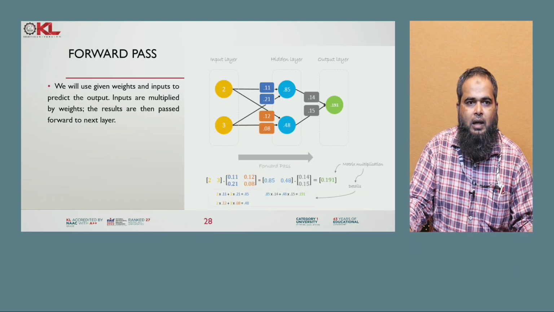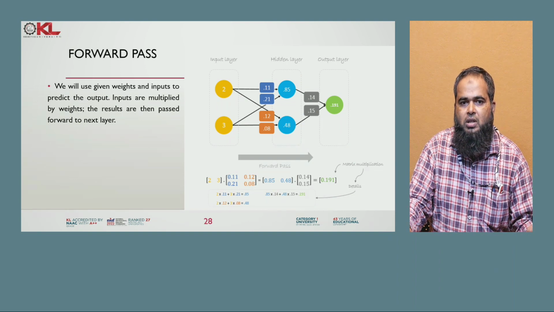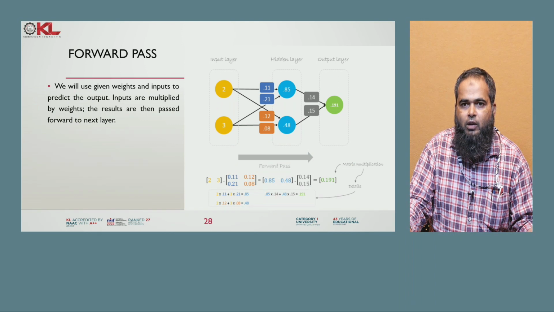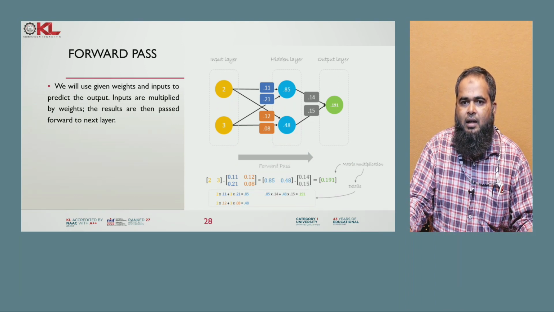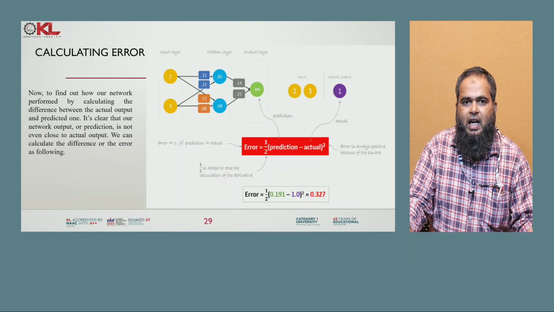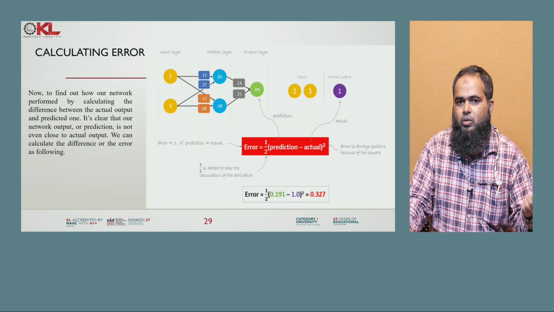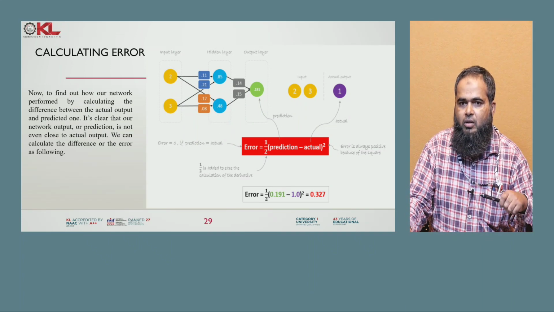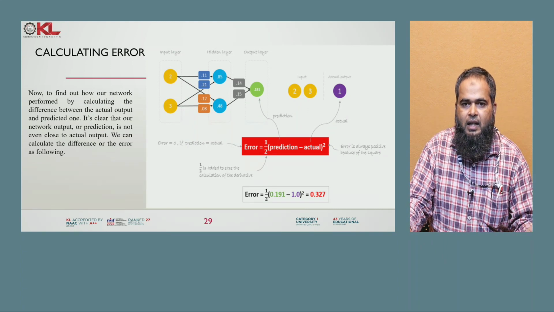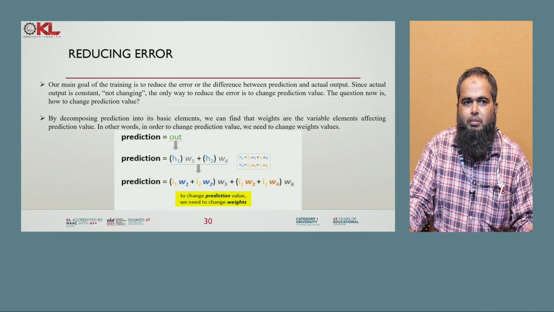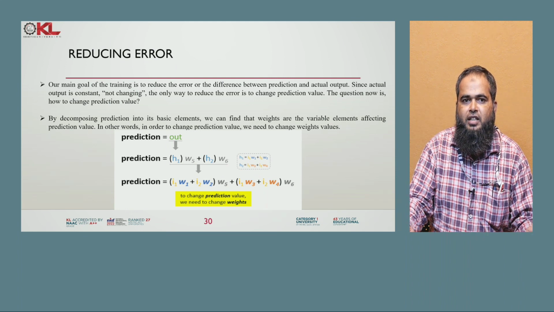So, after assigning the values and calculating the forward pass, we get the value 0.191. That is not close to our actual output. So, we have to update the values by finding the error. Error is equal to 1/2 (prediction minus actual) whole squared, and here the error is 0.327. Again, our aim is to reduce the error, and therefore we have to decompose the prediction into its basic elements.